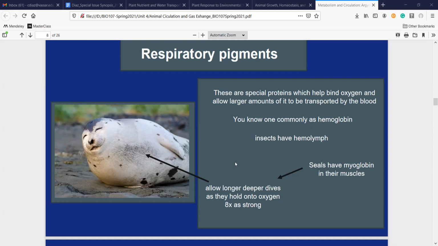When we talk about seals and organisms that really, really need oxygen in their bodies, they have myoglobin. What's important about that is that myoglobin holds onto oxygen 8 times stronger. So that means they can hold on to oxygen more. They can breathe in, their blood cells are going to take in that oxygen and they're going to hold it very, very strongly. The cells in our body that have myoglobin are our muscle cells.